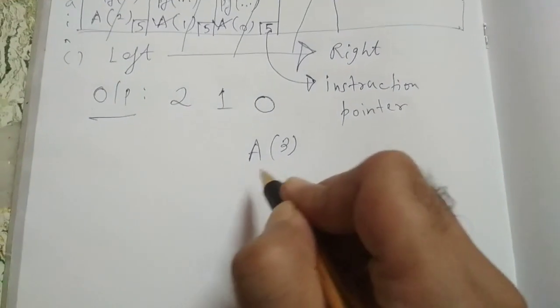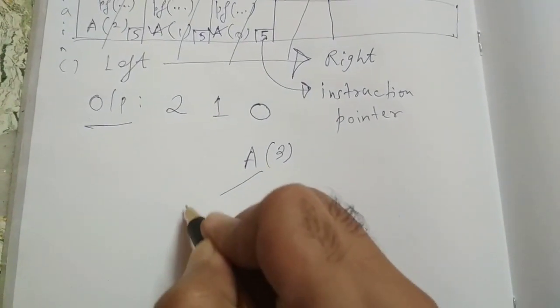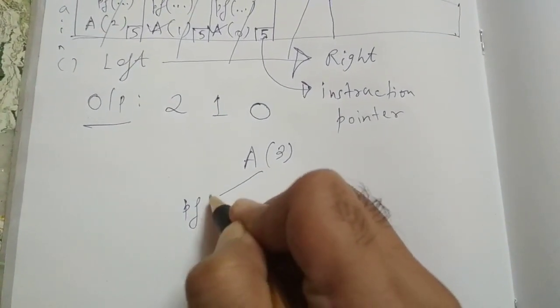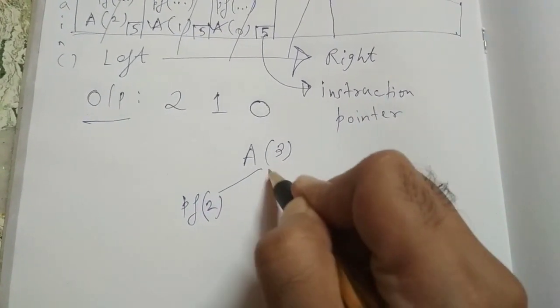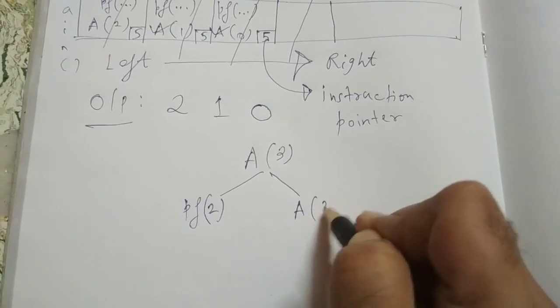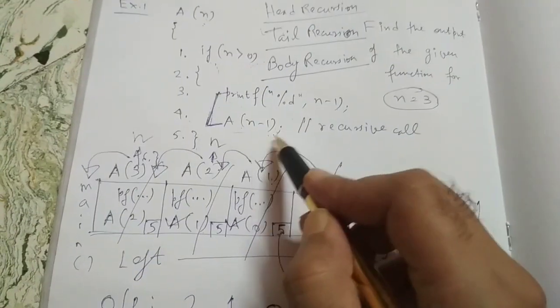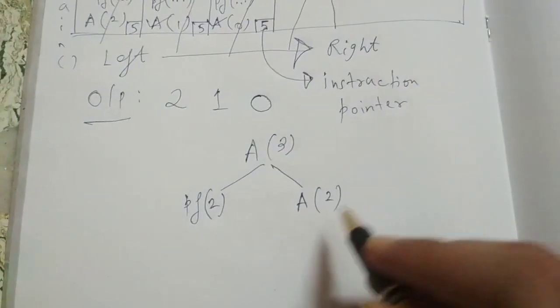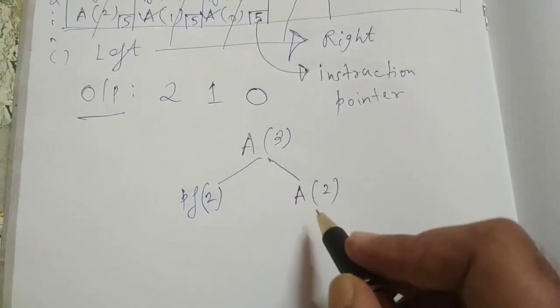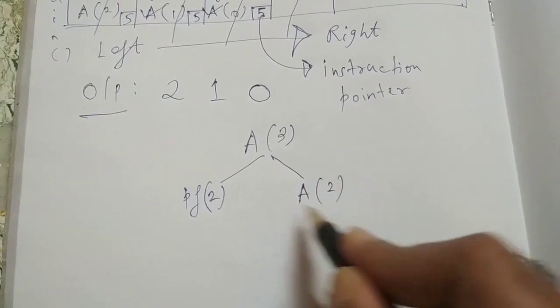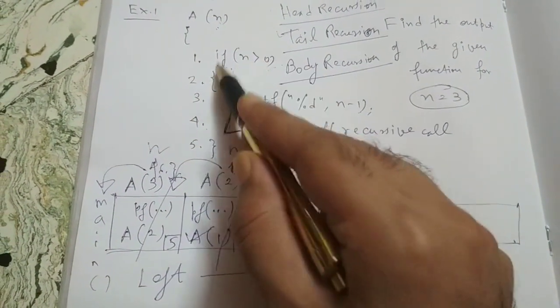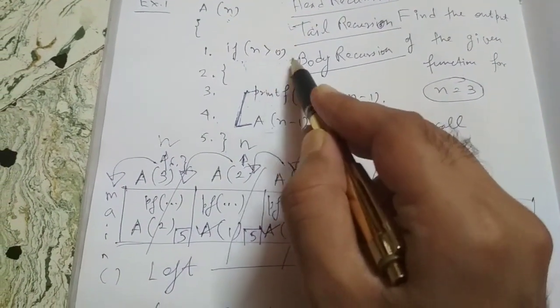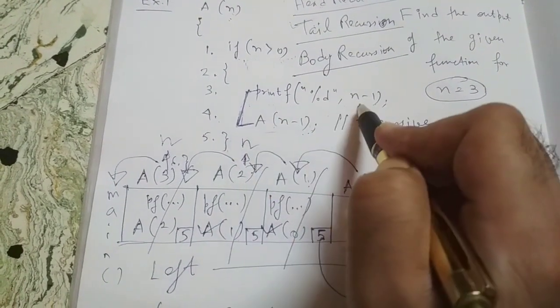So for A of 3, you have a printf of n-1, that is 2, and a call to A of 2. As you can see, 3 minus 1 is 2. So a call to A of 2. Now what will happen? Now this is a recursive call. So A of 2 would again check this condition. Is 2 greater than 0? Yes. So you come inside and you have to execute a printf statement and make a recursive call.